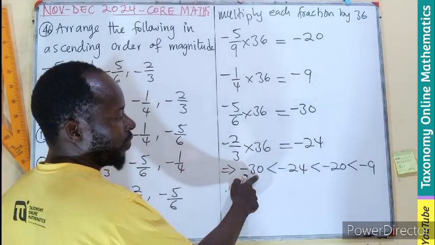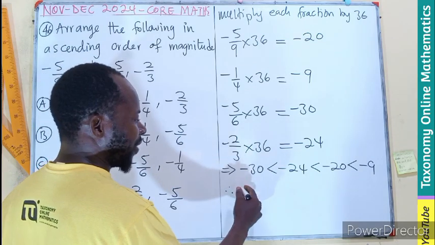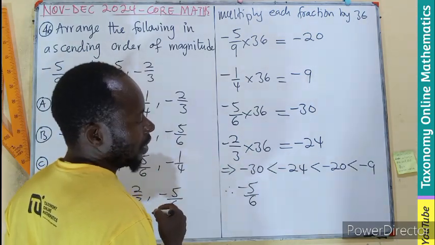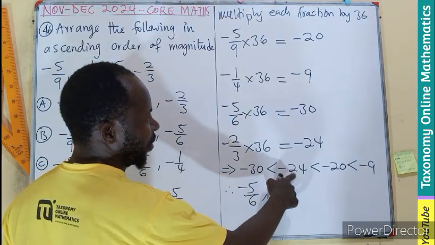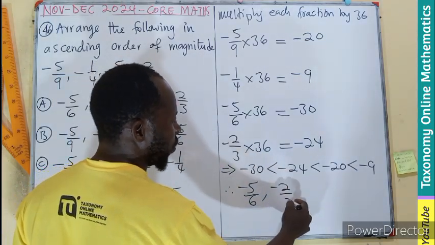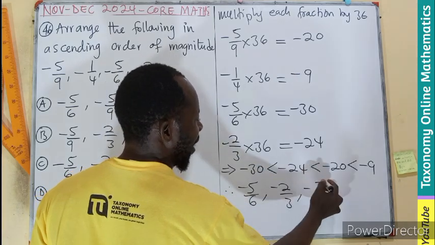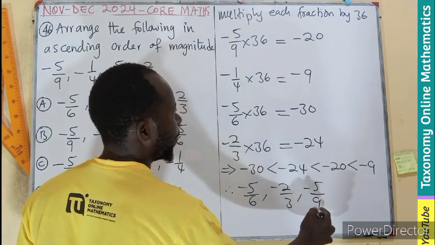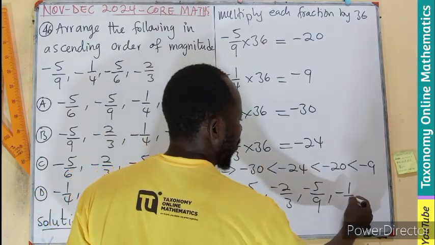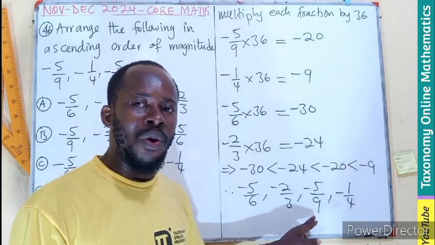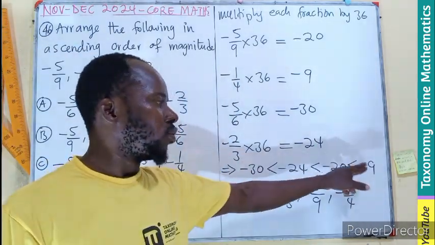Therefore, what fraction gives us this? That is minus 5 on 6. Then, which one gives us minus 24? Minus 2 on 3. This will be minus 5 on 9. Then minus 1 on 4. These arrangements are in ascending order from the smallest to the highest.